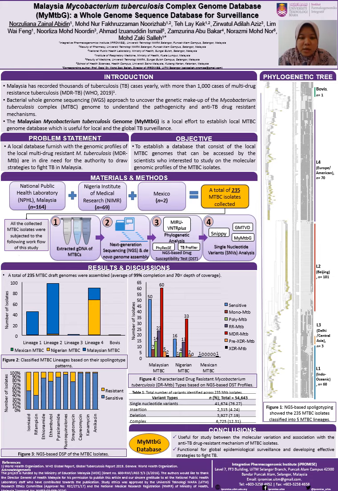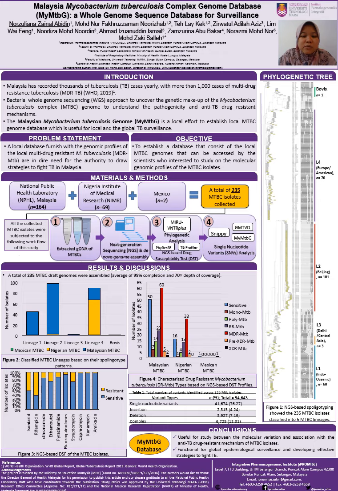So far, in figure 2, I've summarized the identified lineages, and we can see that the blue color bar represents the Malaysian MTBC isolates, while the yellow one represents the Nigerian MTBC isolates. We can see that L2 is dominated by the Malaysian MTBC isolates, while L4 is dominated by the Nigerian MTBC population.